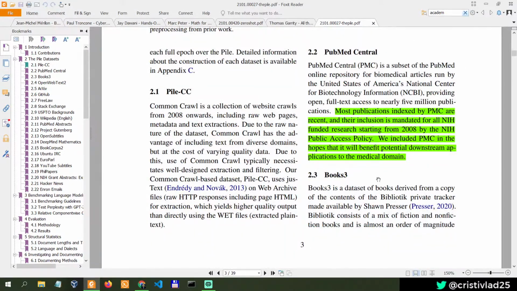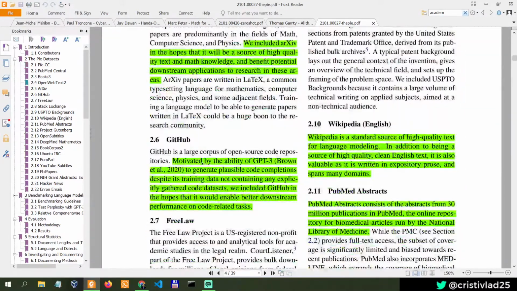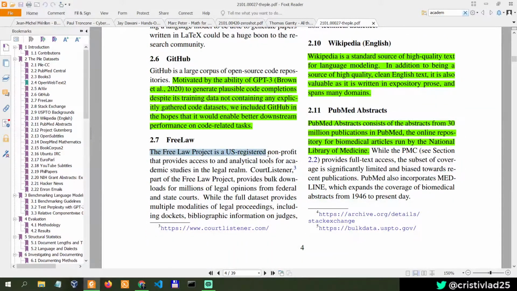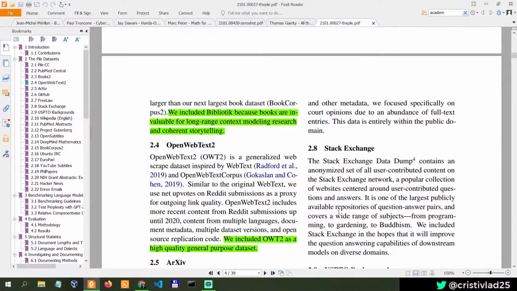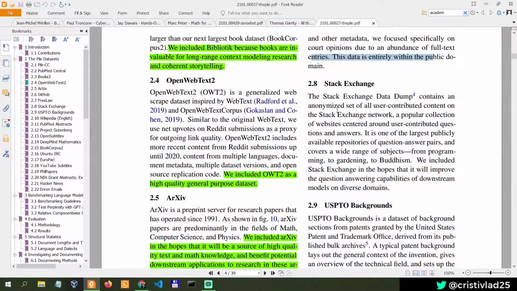And we've gone through each of these up until I believe it was FreeLaw. This is where we stopped. Now the FreeLaw, in this case, we have a data set with legal proceedings and bibliographic information on judges. They focus on court opinions because of an abundance of full text entries, which is really good. We also have the Stack Exchange here.